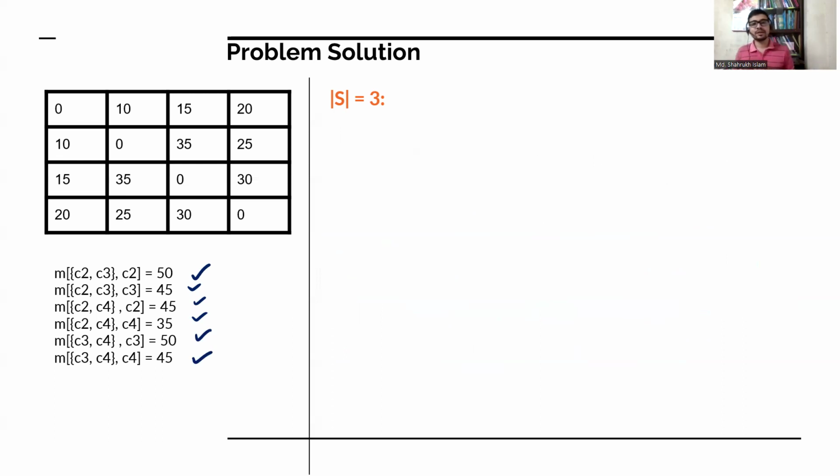Now solve it for cardinality 3. So what will be the set? C2, C3, C4. Okay, this is the set, and we can end our journey in C2 or in C3 or in C4. So if we end our journey at C2, then what will happen?